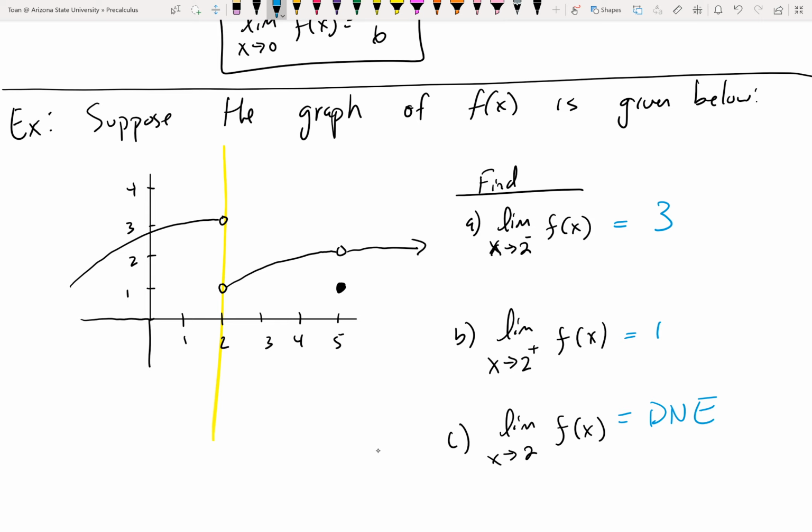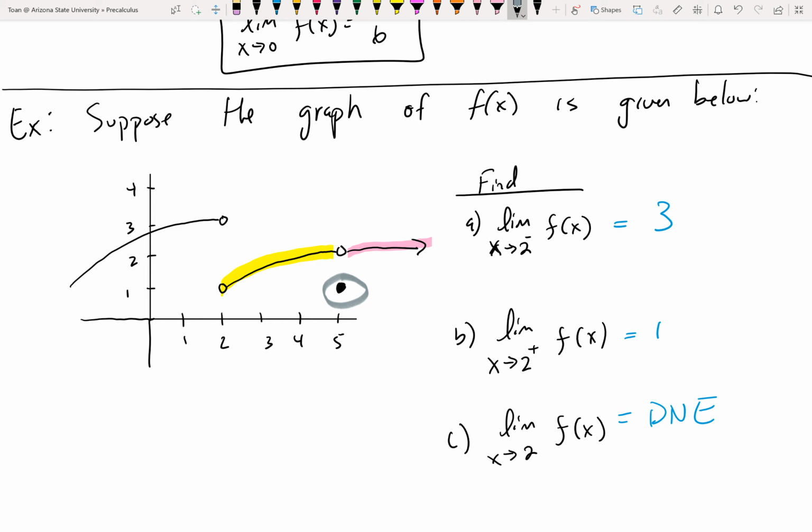Just as sort of a bonus, what if I asked you to observe the limit as x approaches 5? So as x approaches 5 from the left, we get 2. From the right, we also get 2. Now notice the actual value is 1. So right, this is a solid circle, so that is legitimately the exact actual value. But we wouldn't say the limit is 1. We would say that the limit is 2 because the other points around it are trying to get to 2.